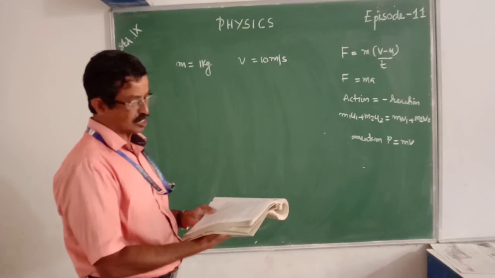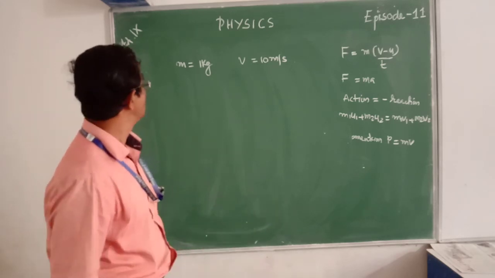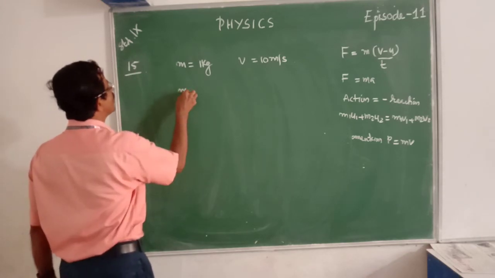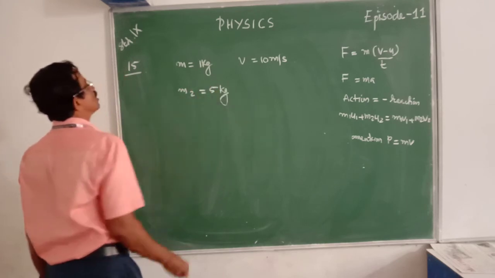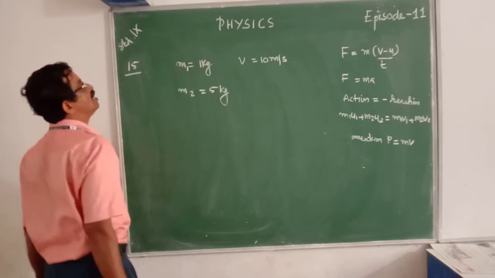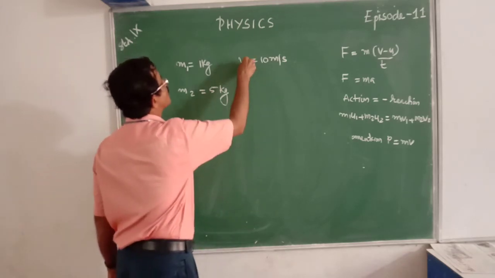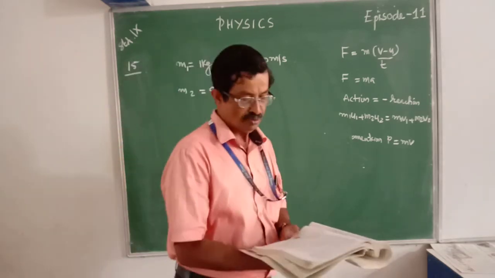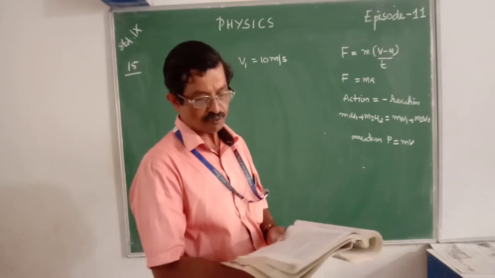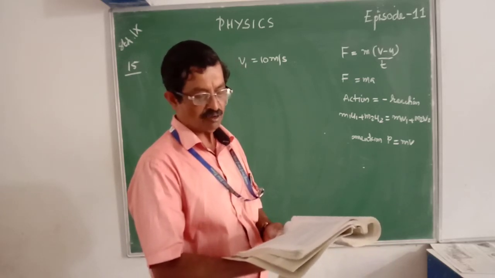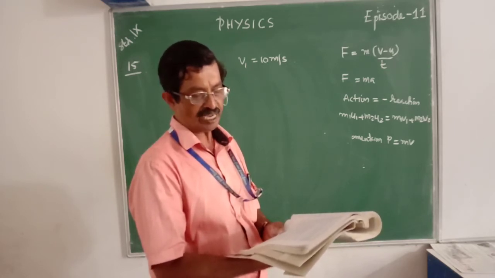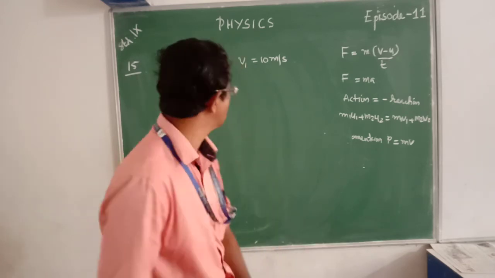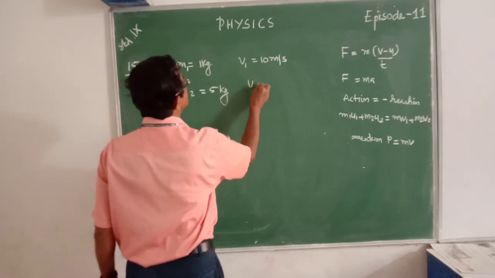It collides with and sticks to a stationary wooden block of mass 5 kg. Suppose this mass we can take as M2, it is 5 kg. Here the mass we can take as M1 and this velocity we can take as V1. Then they both move off together in the same straight line. Calculate the total momentum just before the impact and just after the impact. Also calculate the velocity of the combined object. Let V be the velocity of the combined object.